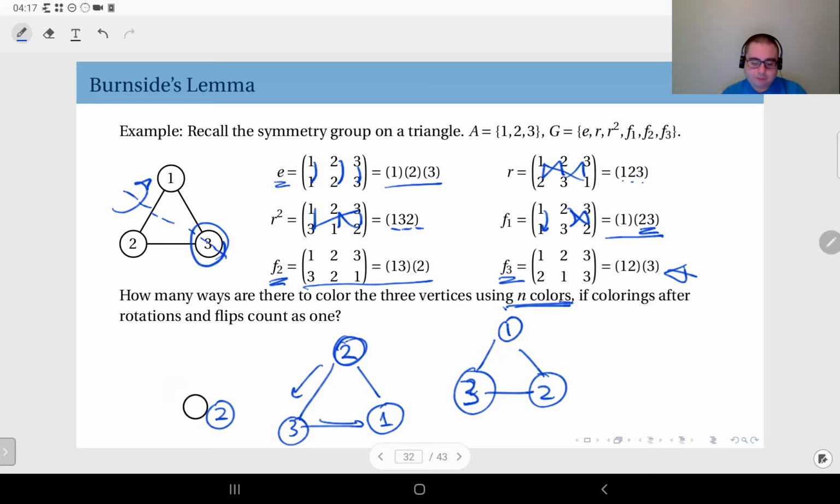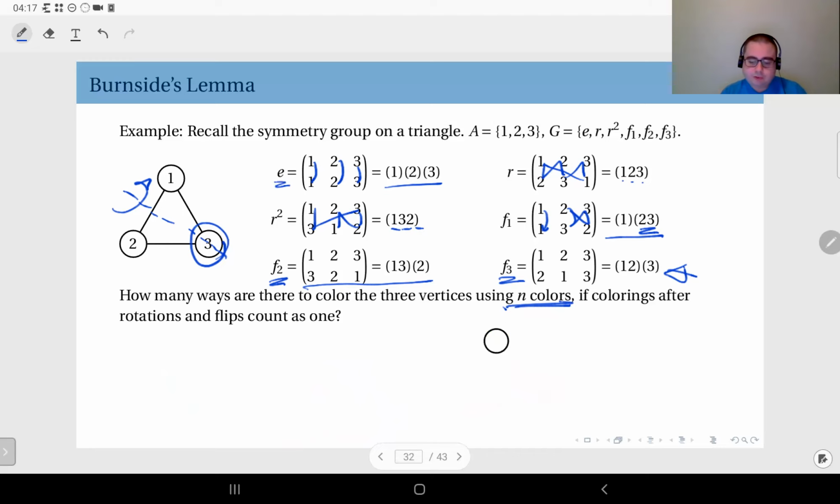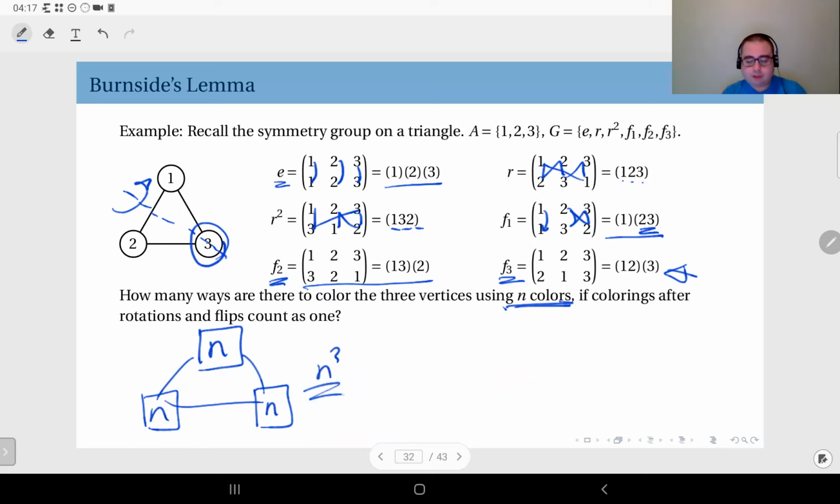Now, for instance, if you treat all the vertices obviously different, by the product rule, you just make 3 choices. So n choices here, n choices here, n choices here, you get n to power 3. That would be the answer.